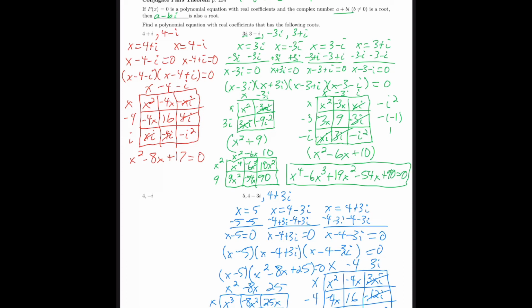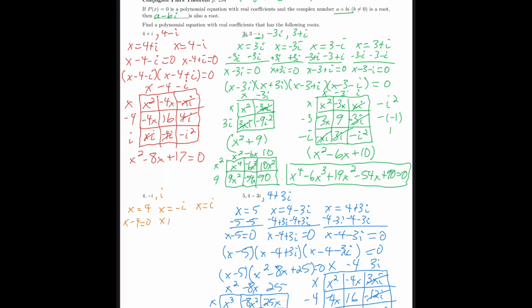Xi and negative xi cancel. Negative 4i and 4i cancel. And so now we get x squared minus 4x minus 4x, which is negative 8x. And 16 minus i squared is 17. Because negative i squared is positive 1, as we showed with the problem over here on the right.